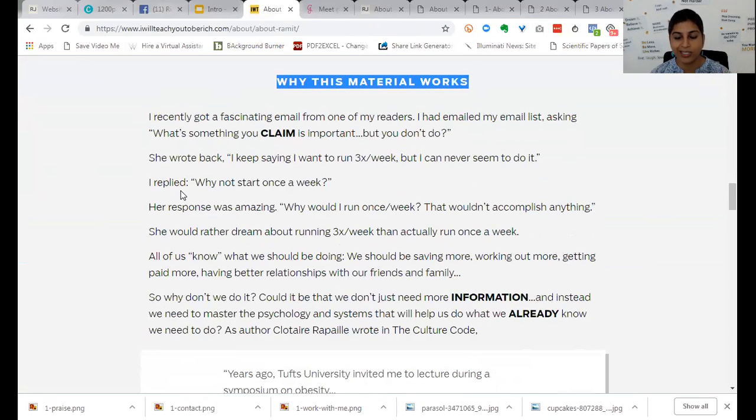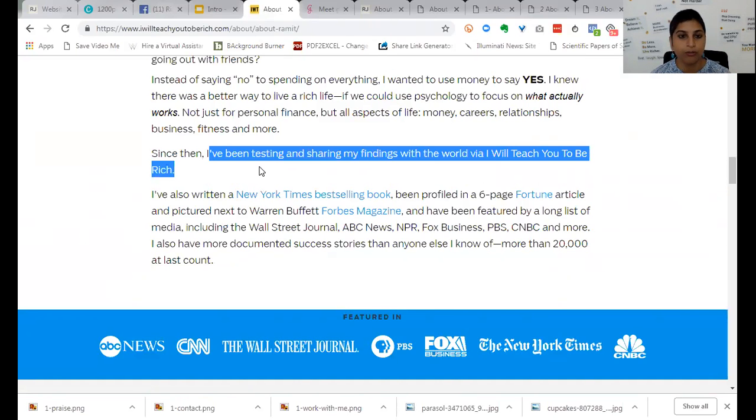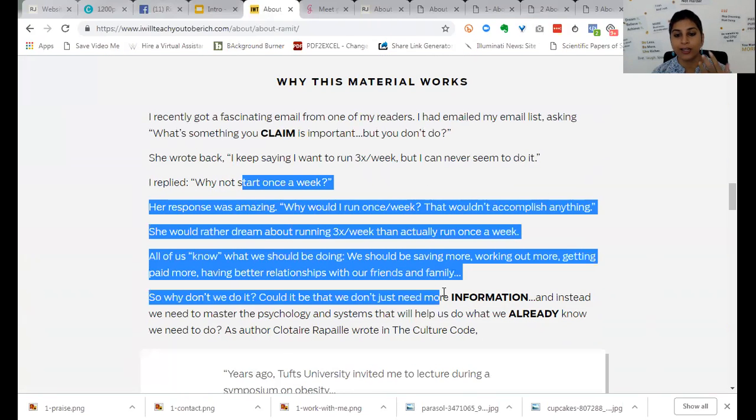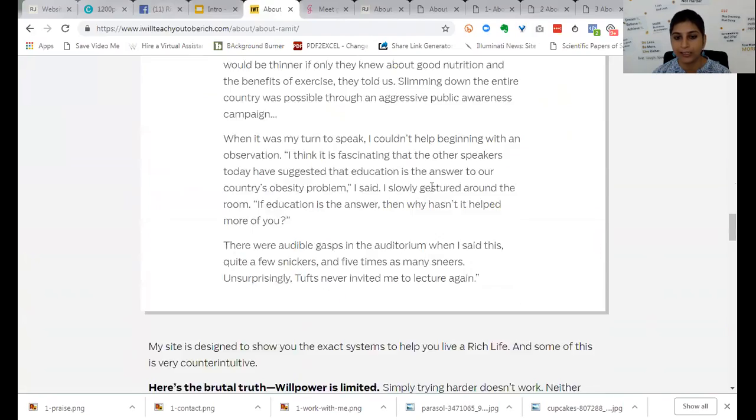But now he's starting off. So this story was about his journey from dorm room to NY Times bestseller. And now he's starting you off on another story about one of his readers. Okay, again, he's telling a story.